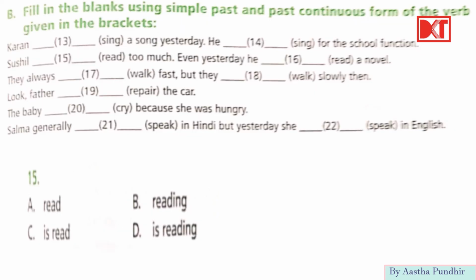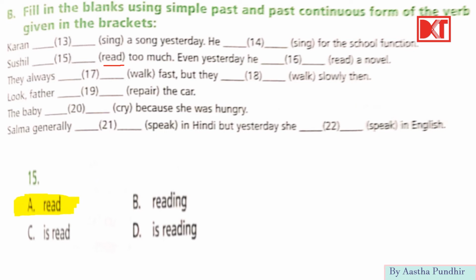Alright, so now the next question. Let's see. Sushil dash too much. The verb is read. The options are A, Sushil read too much. B, Sushil reading too much. C, Sushil is read too much. D, Sushil is reading too much. Now here the correct answer is Sushil read too much.